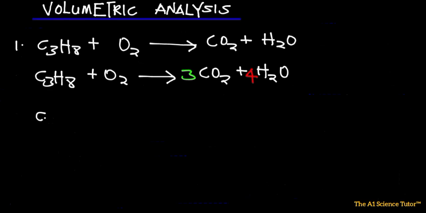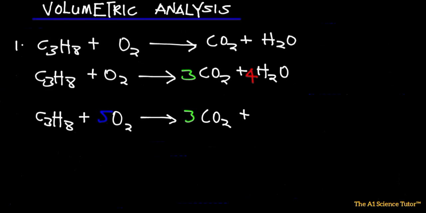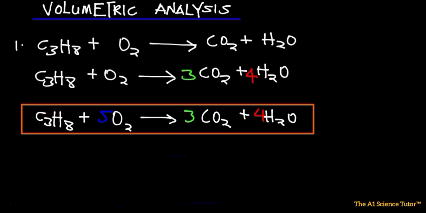So this now will be C3H8 plus, so there should be 5. So we have 5 oxygen molecules, and here we're just going to have 3. So this is 3 moles of the carbon dioxide and 4 moles of water. So this will be the answer. That is the balanced form of that equation. Now let's move on to other ones.